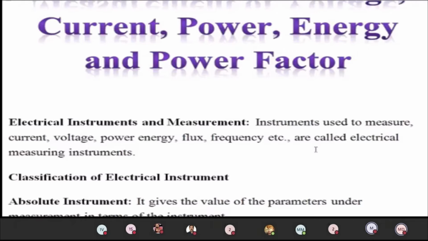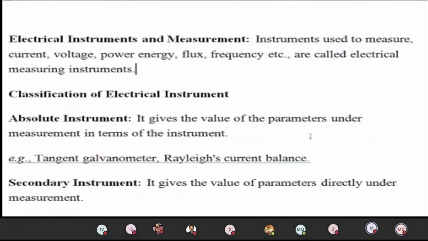Electrical instruments and measurements means the instruments which are used to measure current, voltage, power, energy, flux, frequency, etc. So these are all called electrical measuring instruments. The instruments which are used to measure these parameters are known as electrical measuring instruments. These instruments have been classified into different types. We can see them one by one.